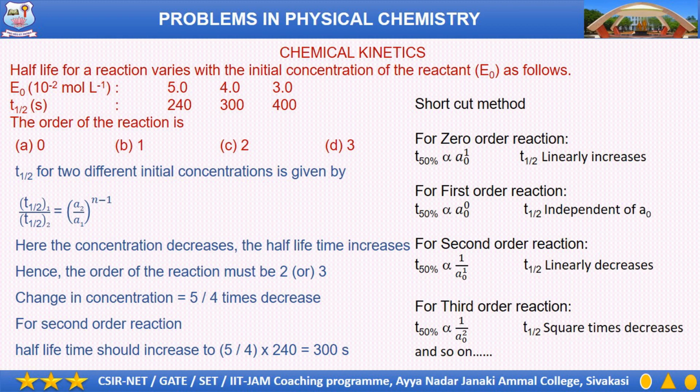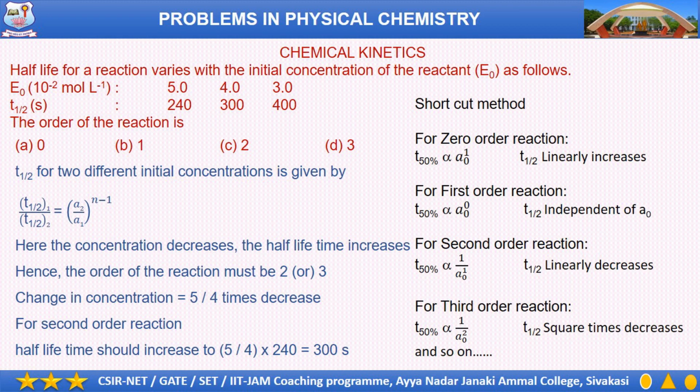the T half is directly proportional to A naught to the power 1 minus n. For zero order reaction, T half is proportional to A naught. For first order reaction, it is A naught to the power 0, that is independent of the initial concentration. For second order reaction, as concentration increases, the T half decreases. As concentration decreases, T half increases proportionately. For third order, it is inversely proportional to the square of A. I have given it like this.